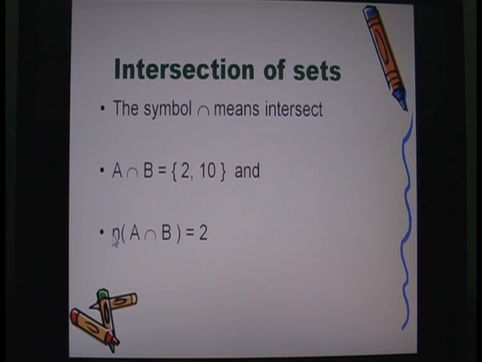Elements. Notice the common n and the expression between the two brackets. A intersect B. How many elements are in the set A intersect B? 2. Very good.